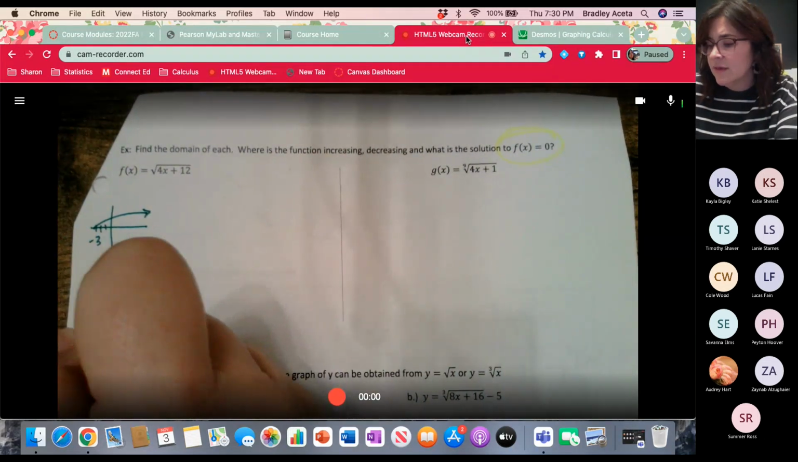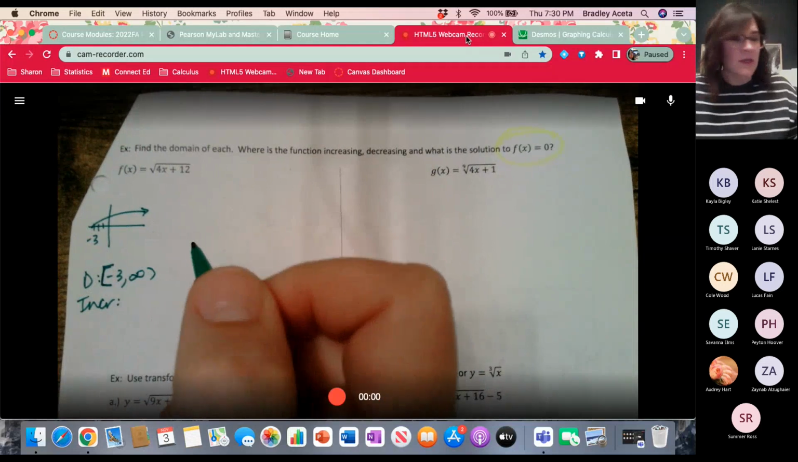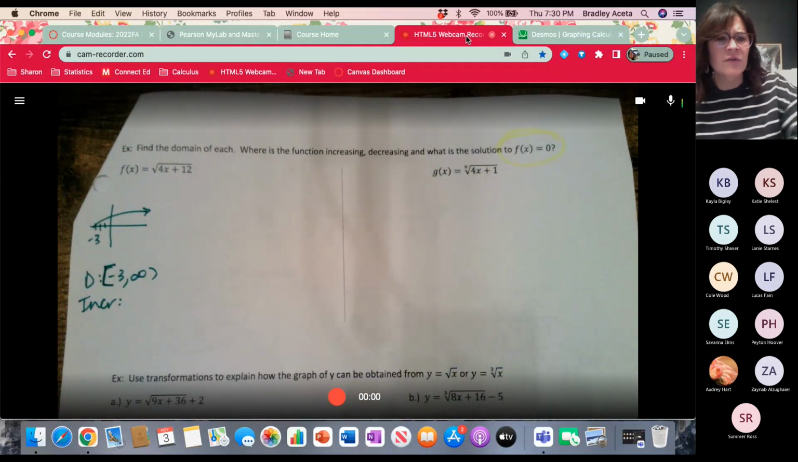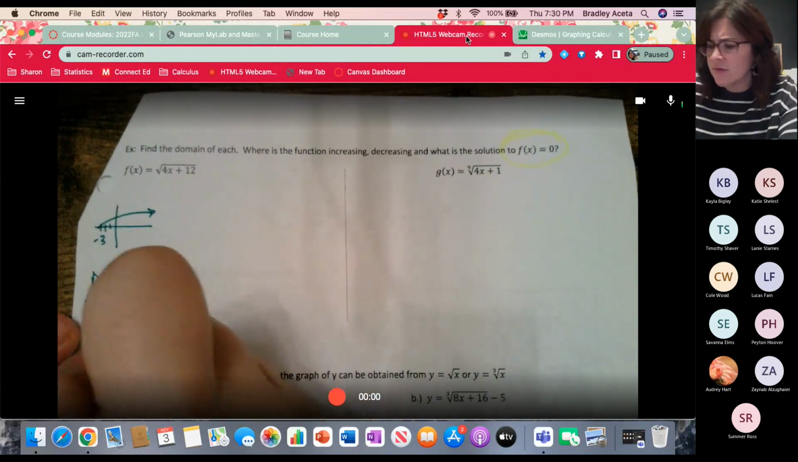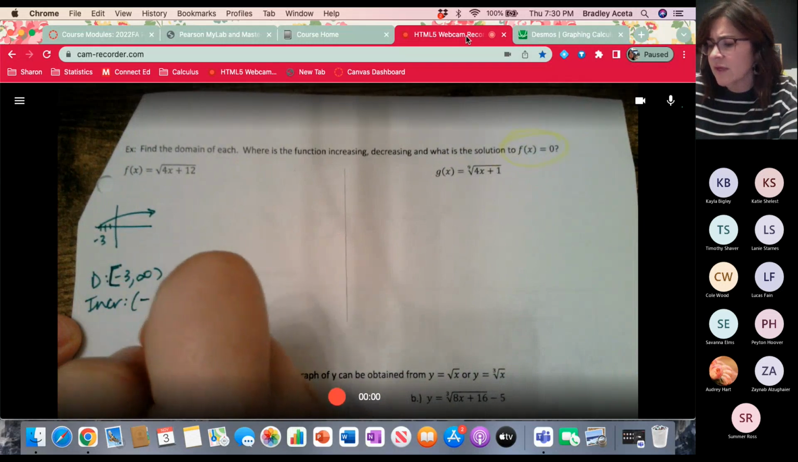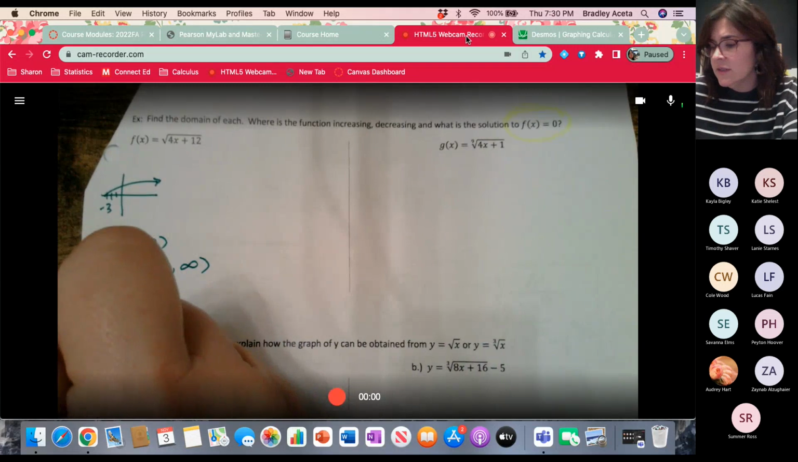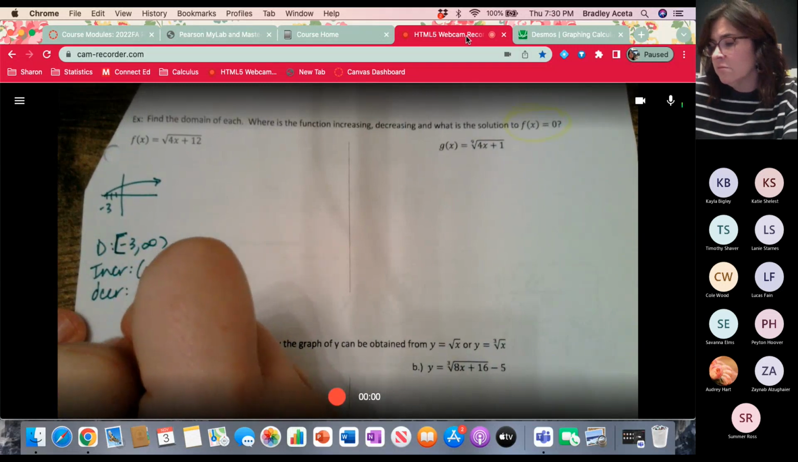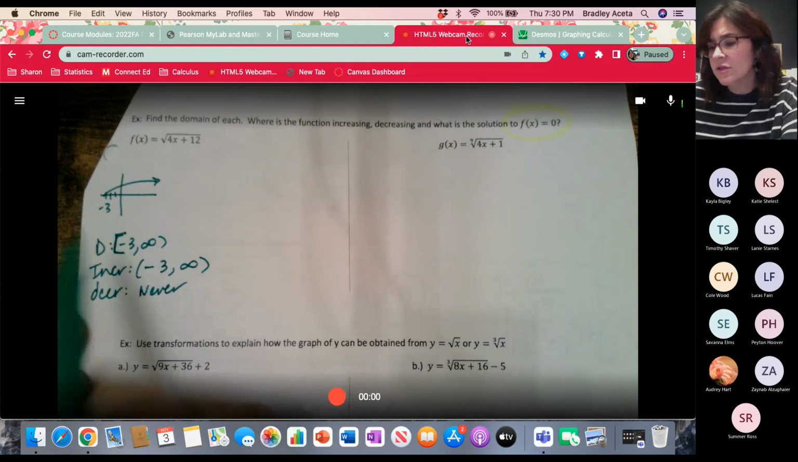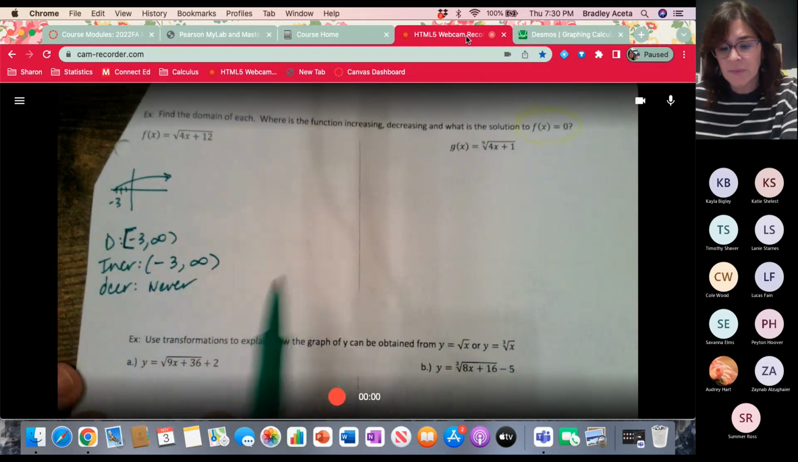It's increasing. And for increasing, you don't have to write it with brackets. You just have to write it with parentheses. So -infinity to 3. Decreasing, never. It's not decreasing at all because you start from the left to the right.